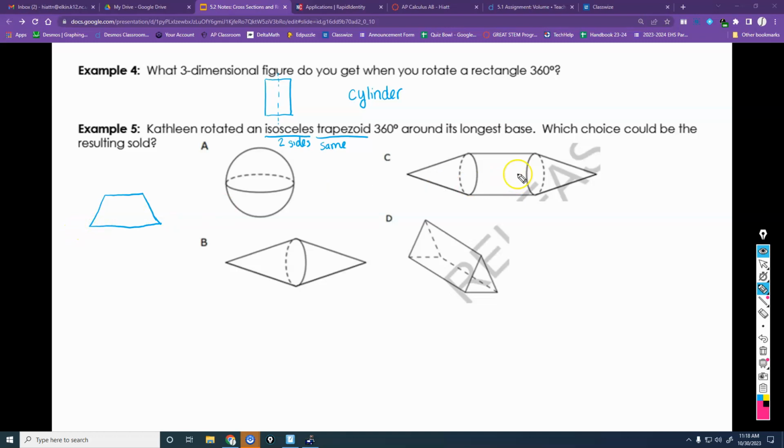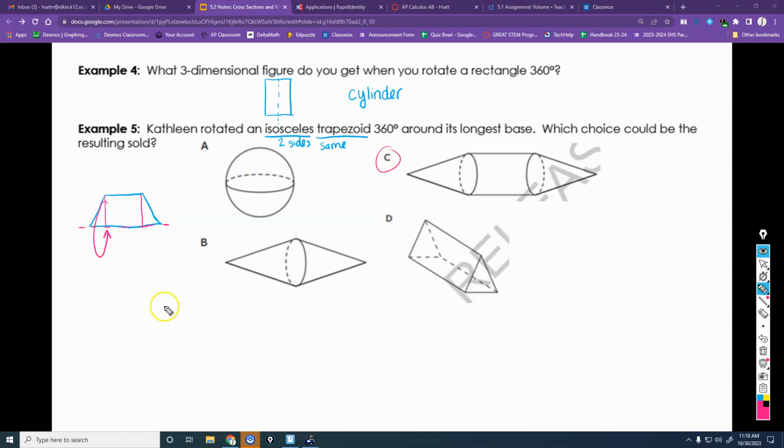Okay, let me draw. Mine, I would spin it around this way. That middle part is like a rectangle, so it makes a cylinder in the middle. These two triangles on the sides are going to make cones. So it would be C.